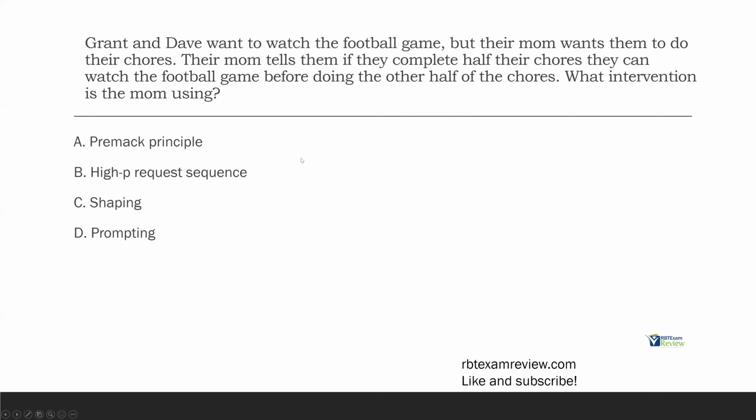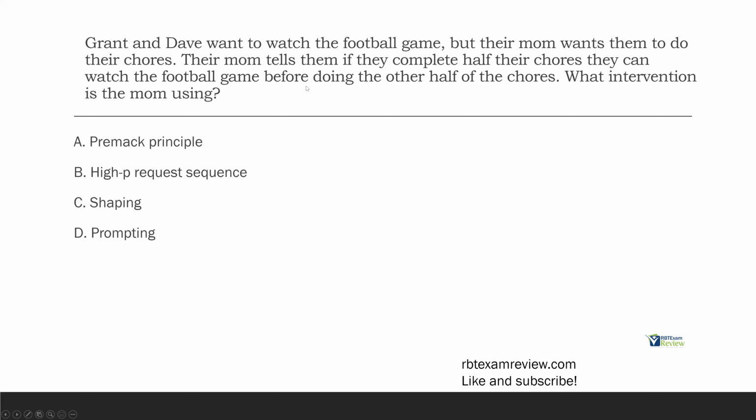It's not a high-P request sequence. Remember, Premack principle and high-P are not the same thing. In a lot of ways, they're the opposite. Premack principle, the low preferred activity comes first. High-P, the high preferred or high probability request comes first, right? High-P is when we want to build behavior momentum by asking or getting the learner to engage in high probability requests and then following up with the low probability request. It's not what the mom is doing. The mom is doing the opposite, right?